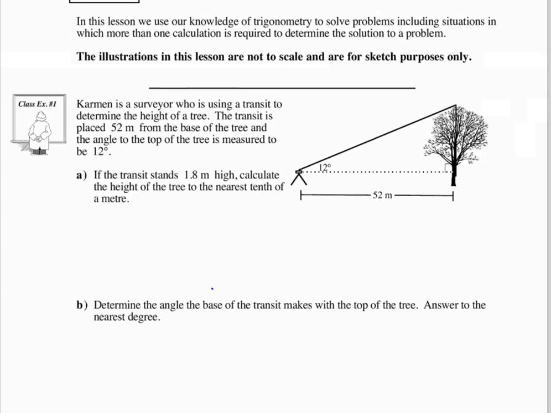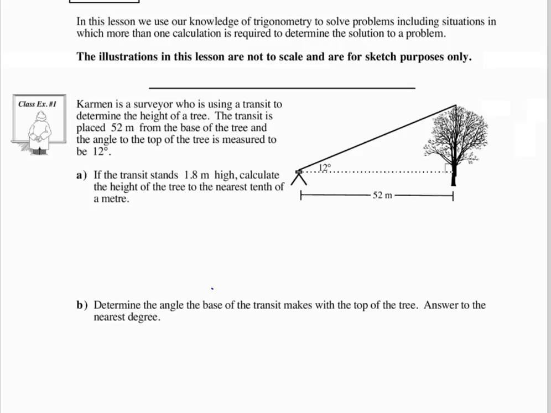So, I love this problem. Carmen is a surveyor who is using a transit to determine the height of a tree. The transit is placed 52 meters from the base of a tree at an angle of elevation of 12 degrees. If the transit stands 1.8 meters high, calculate the height of the tree to the nearest tenth of a meter.